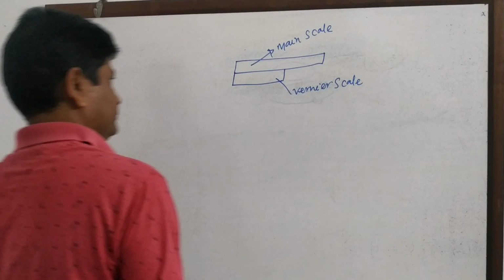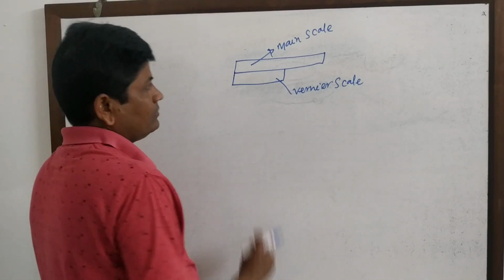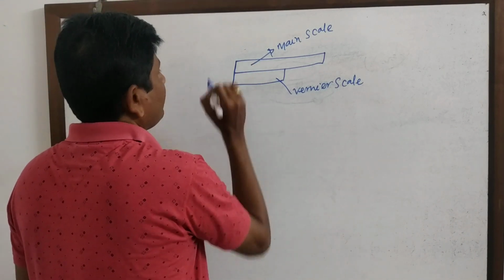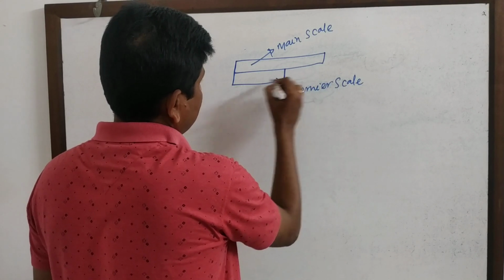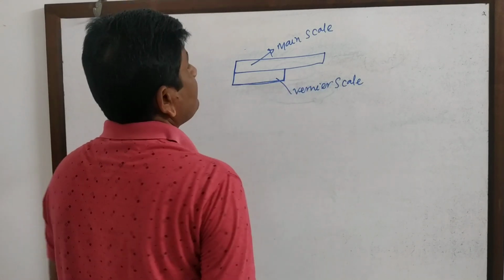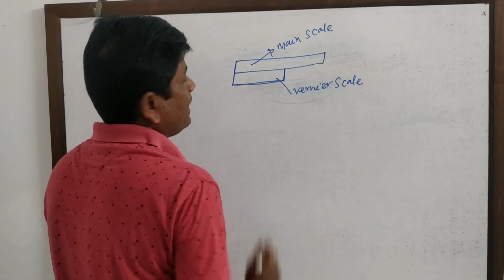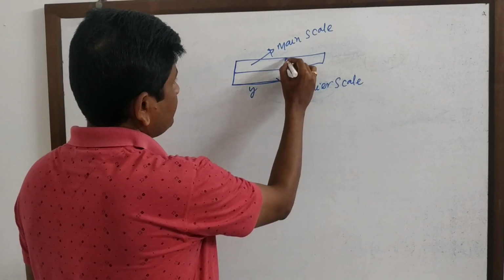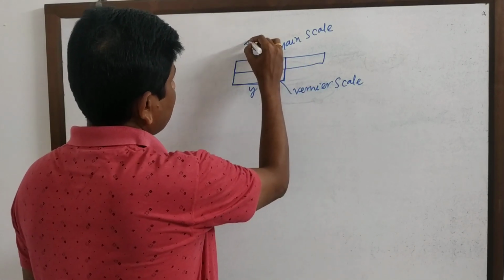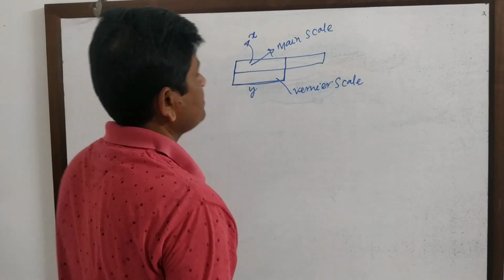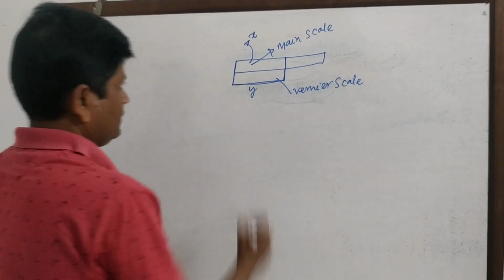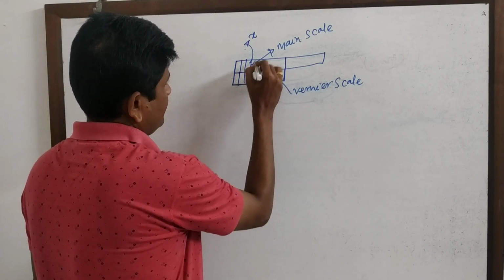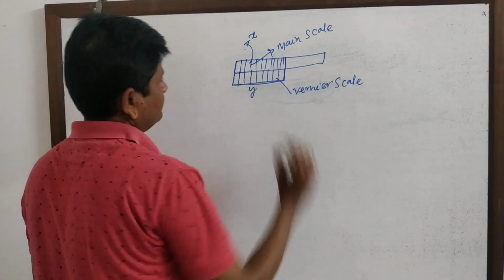Now the mechanism is: let this part have Y divisions, and it exactly coincides with X divisions of the main scale. It has Y divisions, and it has X divisions. Okay, let's see.